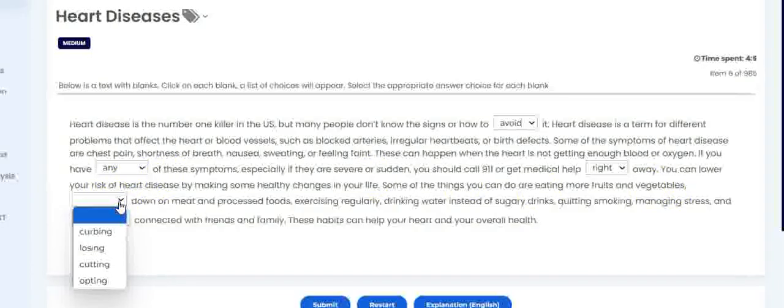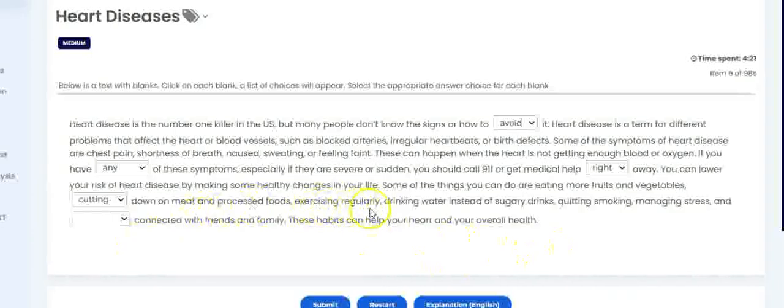So vegetables and dash down on meat and processed foods. Again there is a collocation, what can we say? Cutting down, right? We don't say curbing down, losing down, or upping down. We say cutting down. So that is one of the collocations. And if you understand the meaning, you need to eat less meat, right? That is cutting down on meat.